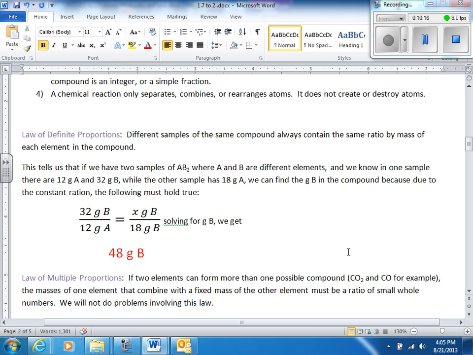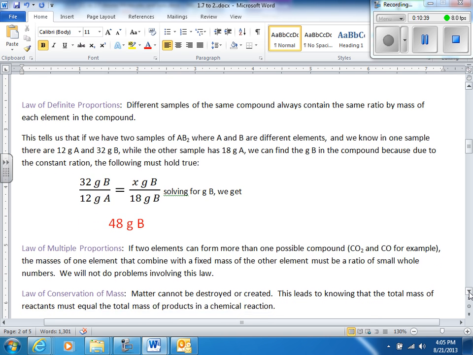It's saying if in CO2 I have 12 grams of carbon and 32 grams of O, and I'm told I have 12 grams of carbon in the other compound, the ratio of oxygen in this compound to this compound must be a ratio of small whole numbers. It's hard to do problems like this. It's just important to know the law.